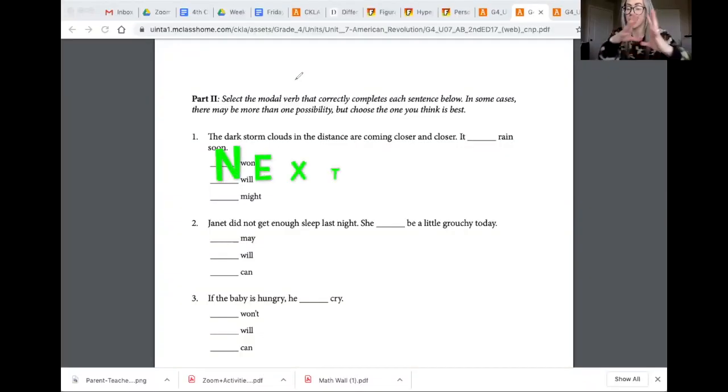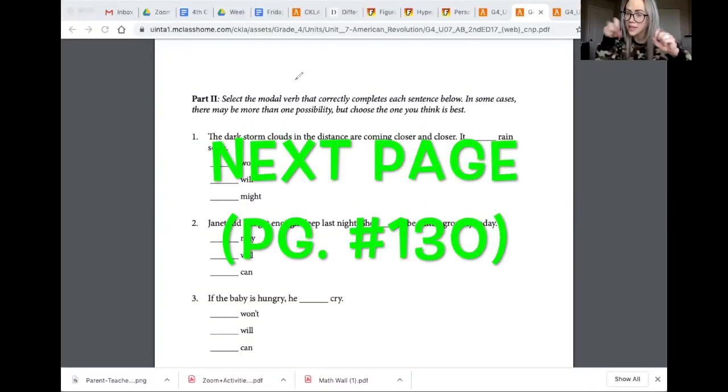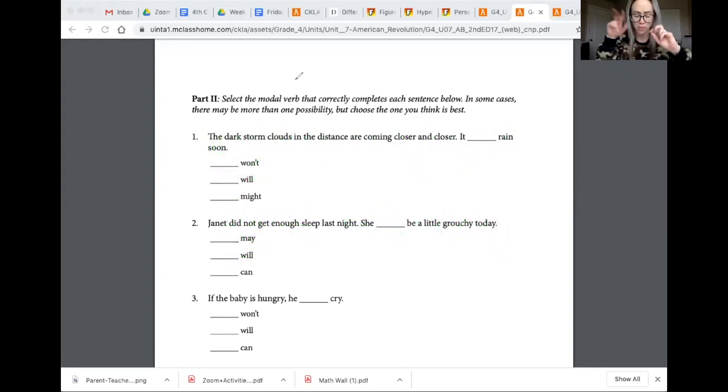Remember how we talked about the possibility auxiliary verbs or the helping verbs? Now these are things that could happen possibly. Now the sentence says the dark clouds in the distance are coming closer and closer. Will it be won't rain, it will rain, or it might rain? Now if they're just coming closer, we're going to say might. So you're just going to choose the one that you think would work. Okay, so I picked might.